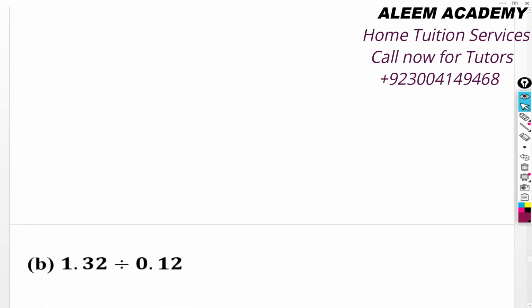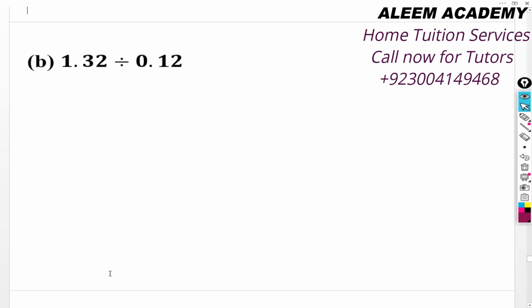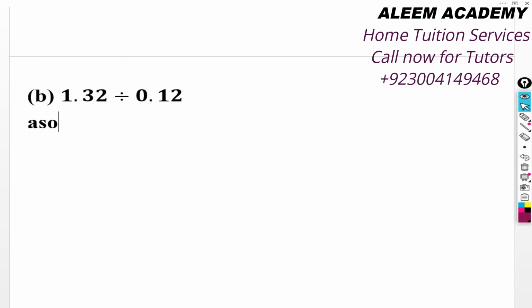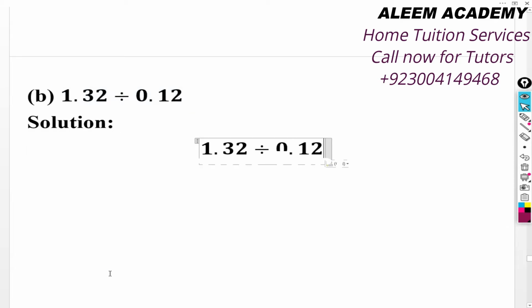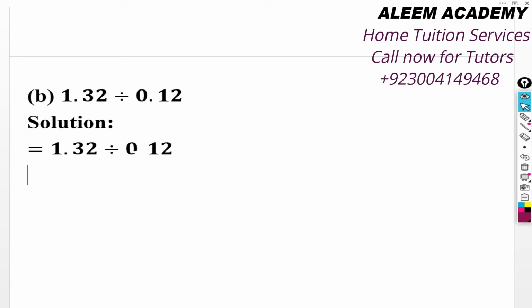Let's move to part B. Part B is this: 1.32 is divided by 0.12. The very first thing that we have to do is cancel the division sign and write the other number in the denominator. Like, you have to write these numbers in fraction form.